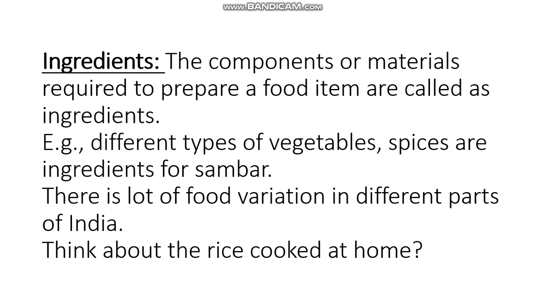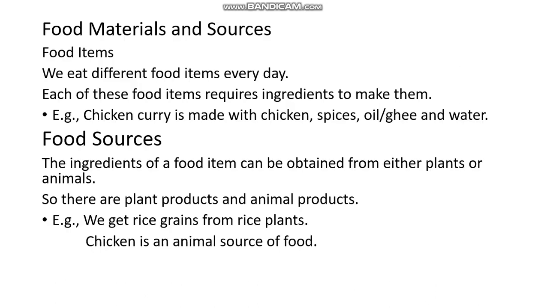The ingredients may differ for different types of food items. For example, there may be different ingredients used for making sambar. And also there is a lot of food variation in different parts of India. The food culture in different regions of our country is different. Why? The soil and climate of a place determine the crops, vegetables and fruits. So the people in different regions of our country use different methods to cook.